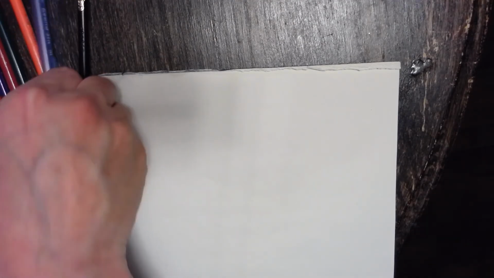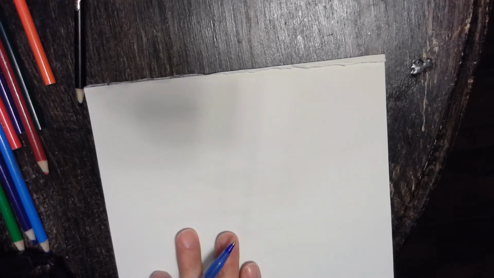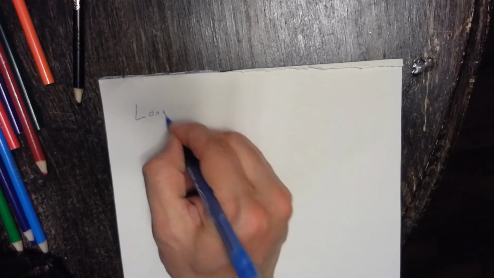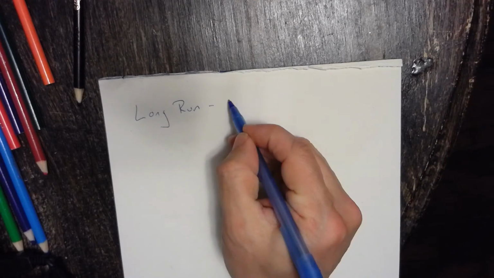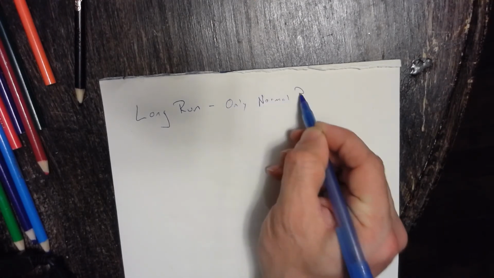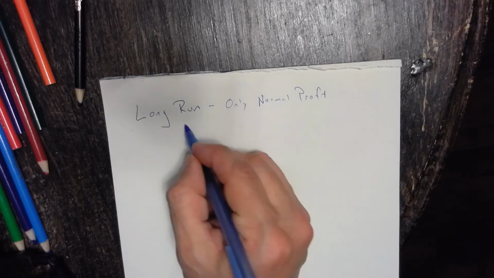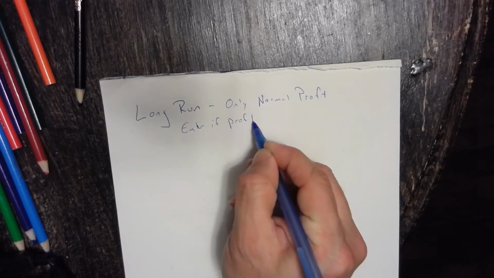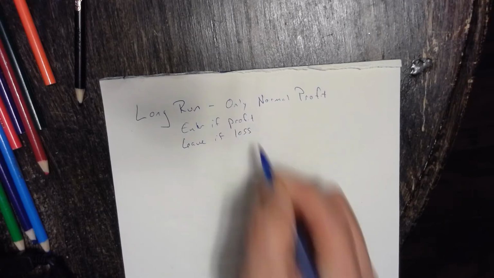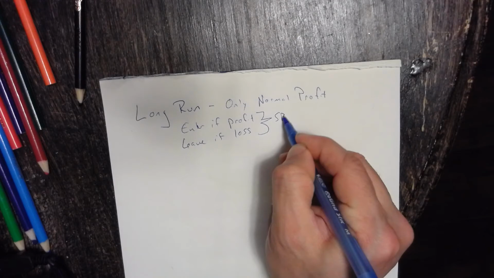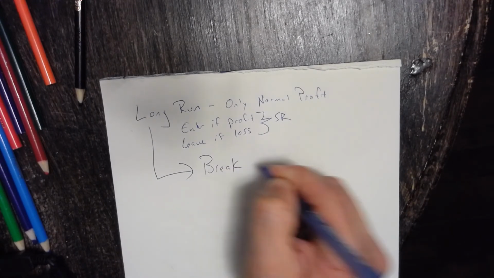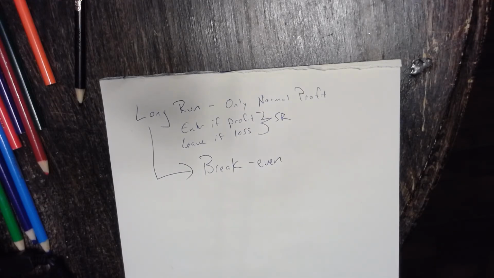Okay, so we are going to do a quick bit of notes now after that graph, and you will understand how this works here. Now, with this, we talk about long run and short run. In the long run, there is only normal profit. In the long run, they will enter if there's profit, and of course they will leave if there is loss. But this is short run. In the long run, ideally, you always break even.